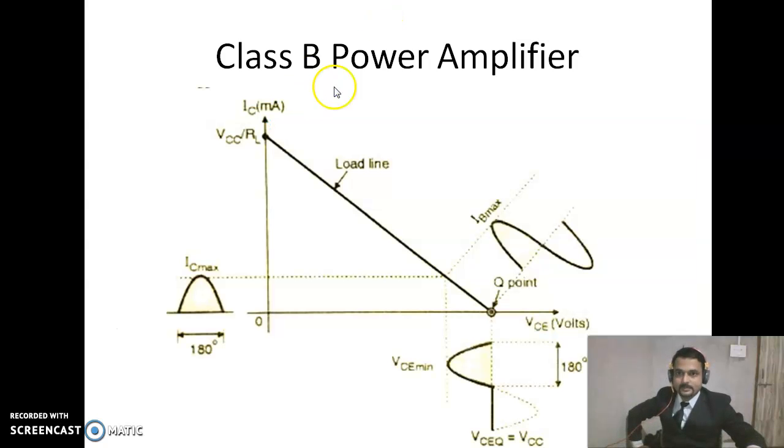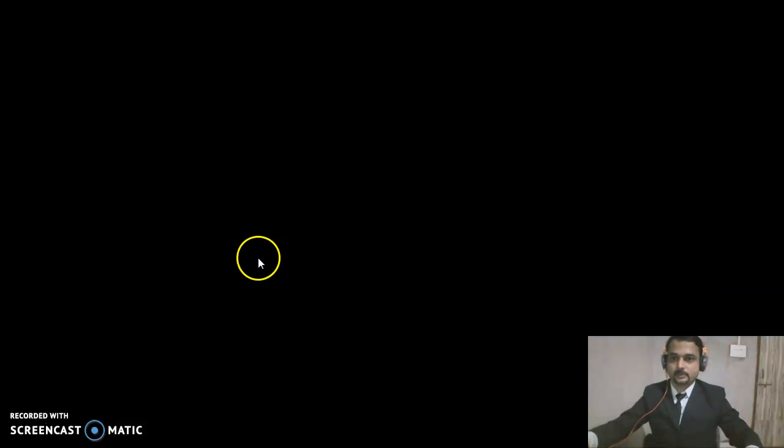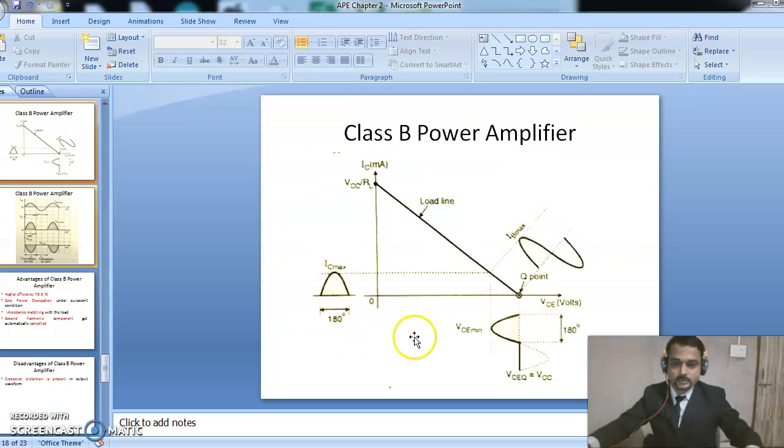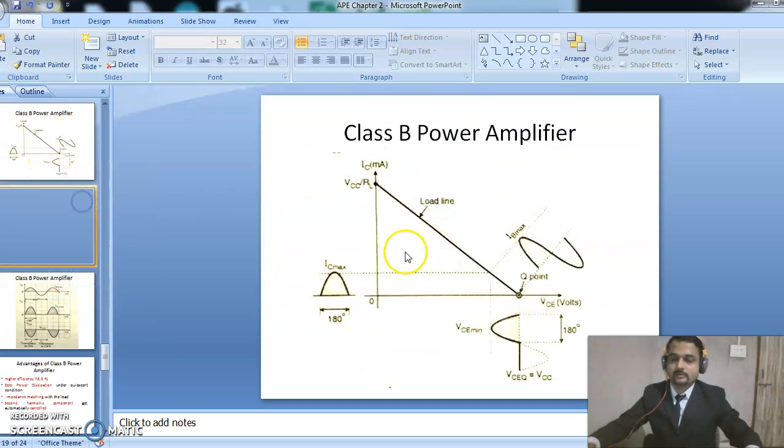So, Class B power amplifier. There is an output characteristic: output collector current versus VCE, the collector-emitter voltage. And if you know VCC minus IC RC minus VCE is equal to 0, we get IC equal to VCC upon RC. So what is happening in the output equation? I will explain.